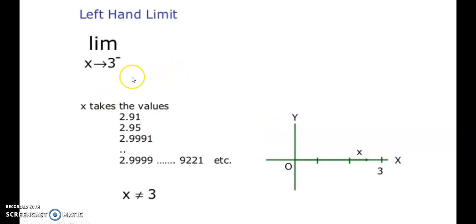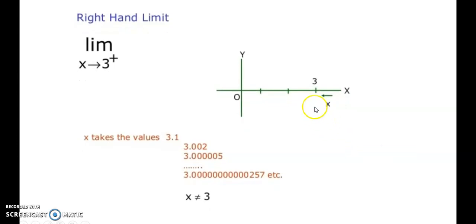Left hand limit, that is 3 negative. If you are approaching this 3 from the left hand side of 3, your output will be close to 6. And then if you are approaching the same point, 3, from the right hand side, you will see that the output will get close to 6. So we call it the right hand limit and left hand limit of any function.